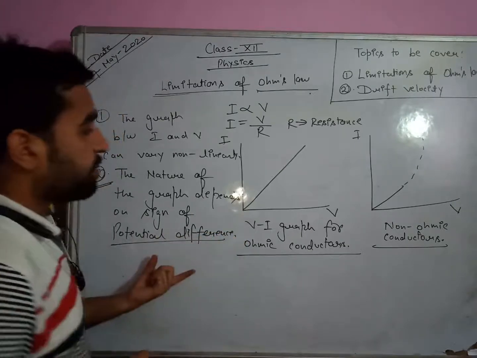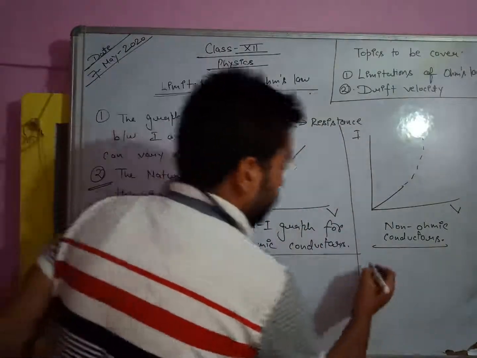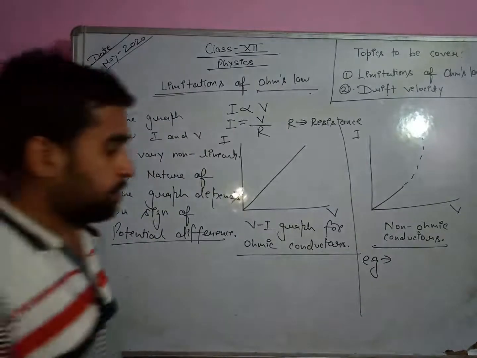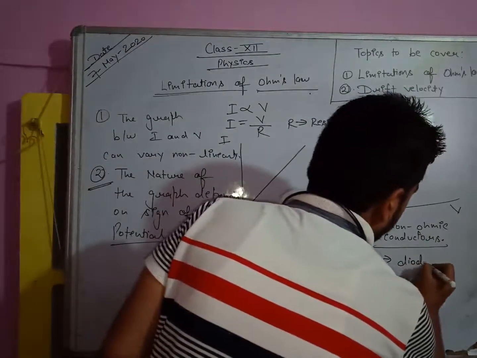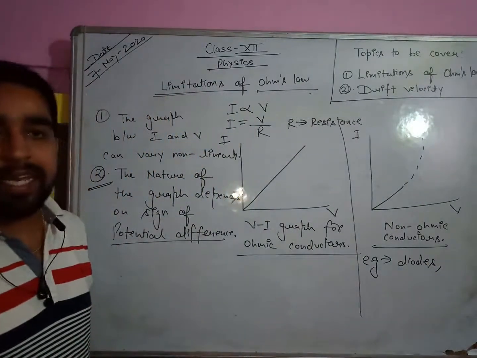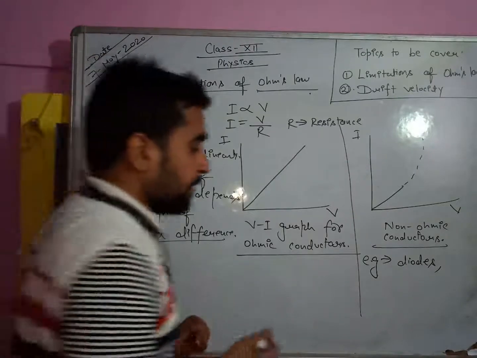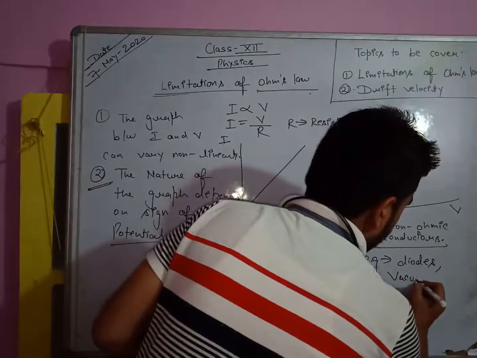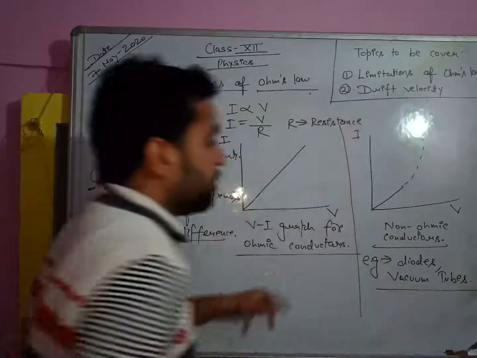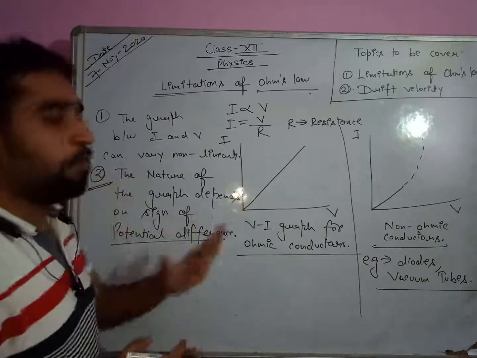So what are these non-ohmic conductors? We should have an example, so I am writing the examples. Diodes, which you will study in semiconductor devices. These are actually switching elements, and you will study them in detail in the second book. Diodes are an example, and even vacuum tubes. These come under the category of non-ohmic conductors. So these are the limitations of Ohm's law. I hope you understood this.